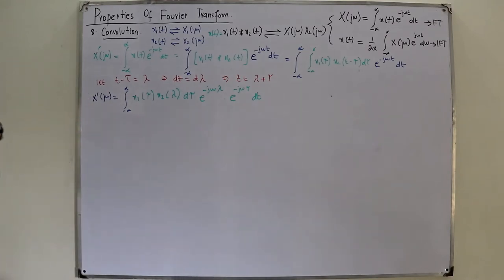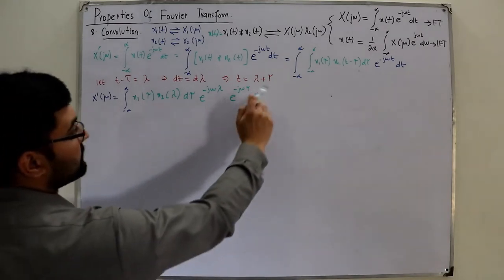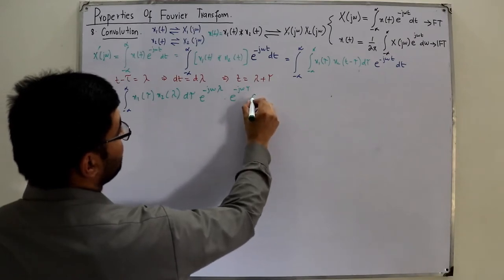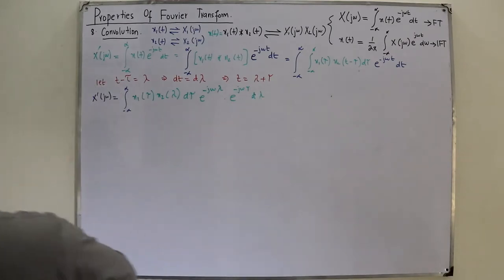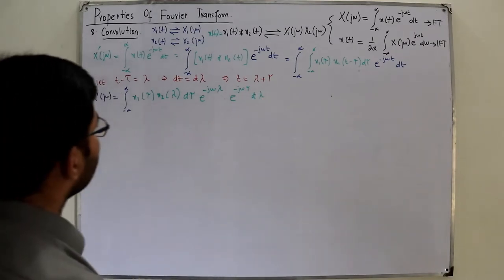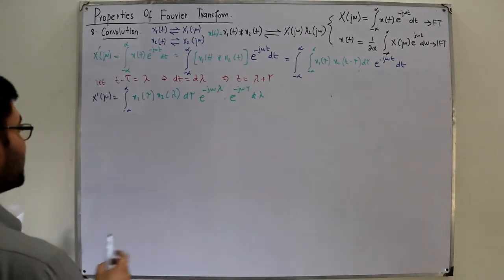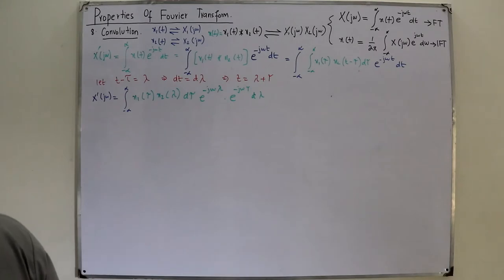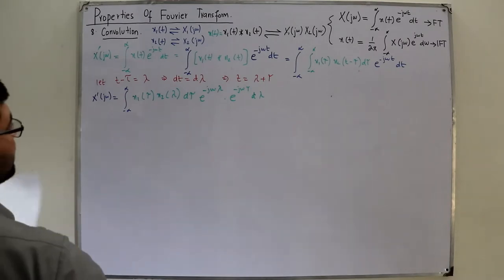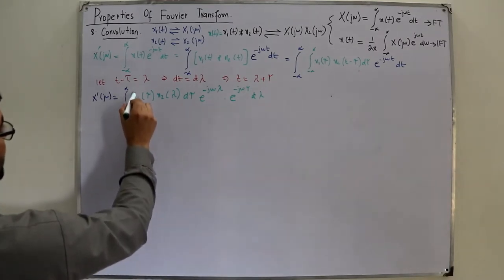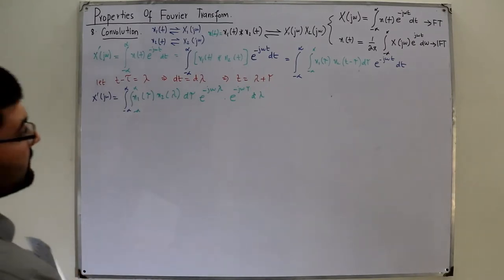Now, dt is equal to d lambda. So now have a look. This is going to be the final step. I have missed one integration as well, so we have the integration over here also, from negative infinity to positive infinity. Isn't it like this? It is.